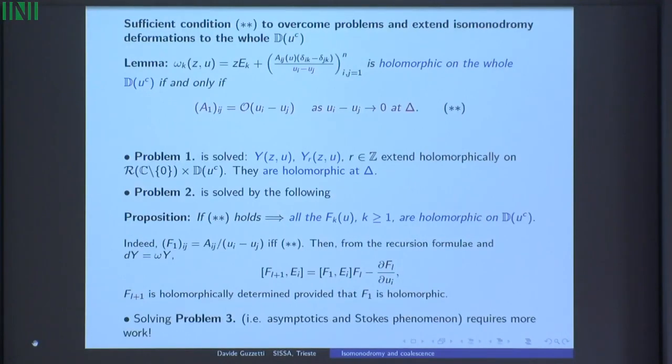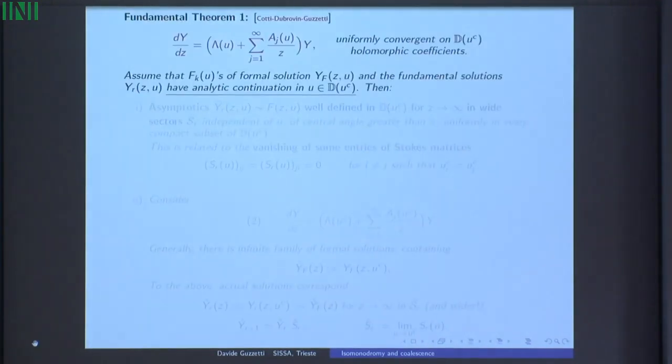But the last problem is the hardest one: how to define the Stokes phenomenon, because we have this crossing of Stokes rays. This can be done, and this is the hardest part of the analysis. You can do this analysis also in the non-isomonodromic case.